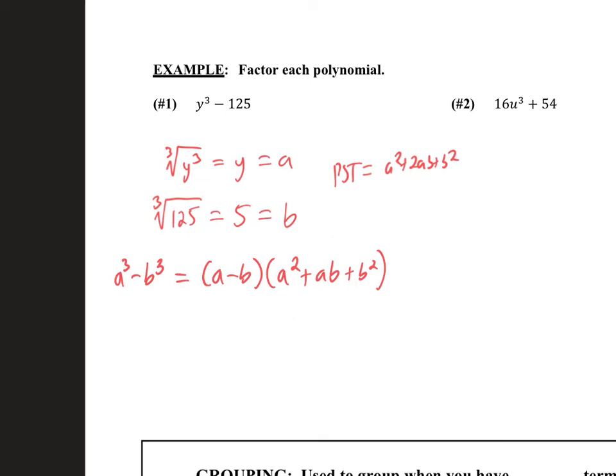Well, we found our a and our b, which is y and 5. So let's go ahead and do that. It's going to be y to the third minus 125 equals a minus b. So it's going to be y minus 5 times, and then a squared is y squared, plus a times b, y times 5 is 5y, and then b squared is going to be 25, plus 25.